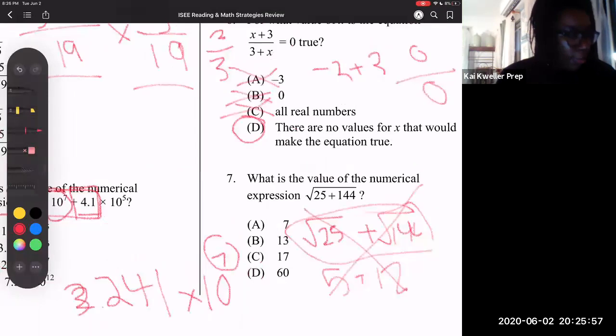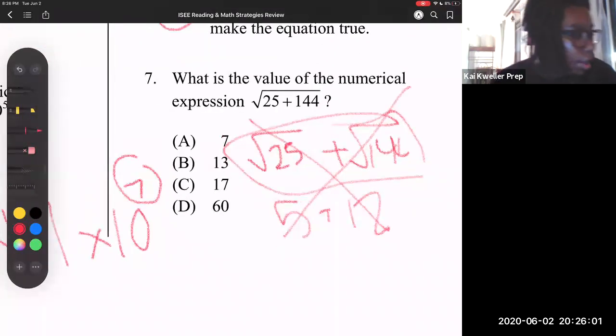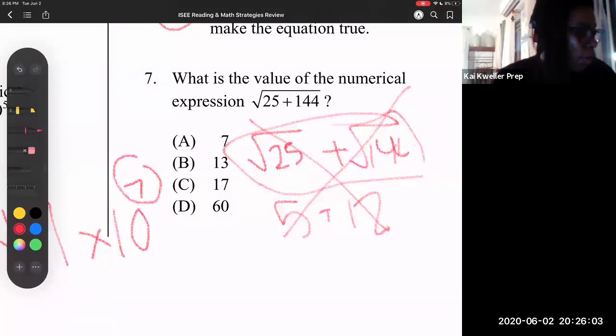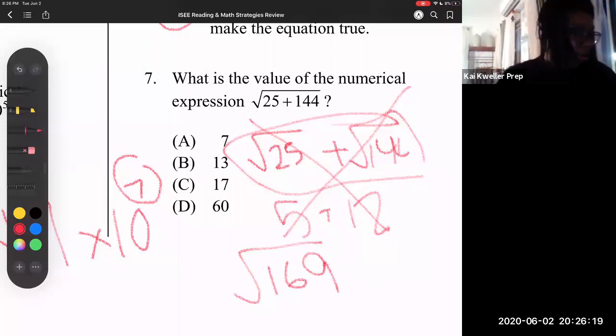You always have to do PEMDAS first. You have to work underneath this square root sign. So you got 25 plus 144, which gives you 169. This is why it's also really good to learn your square roots, because the square root of 169 is 13. 13 times 13 gives you 169. So the answer is 13.